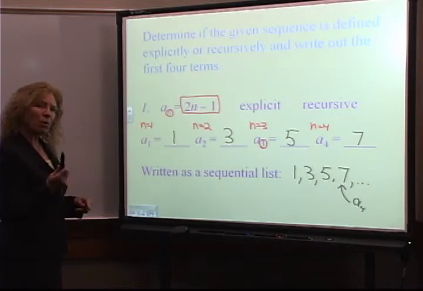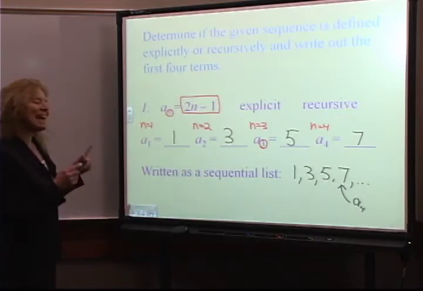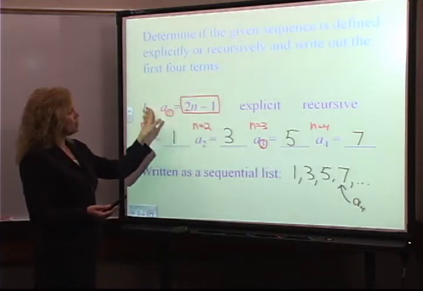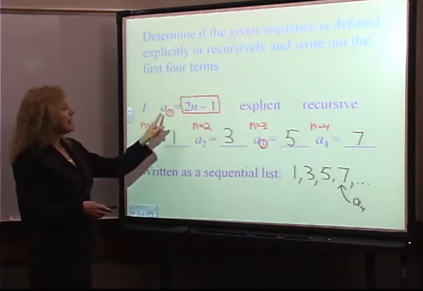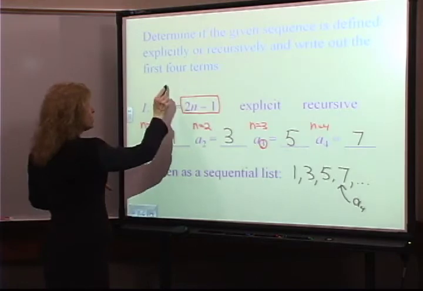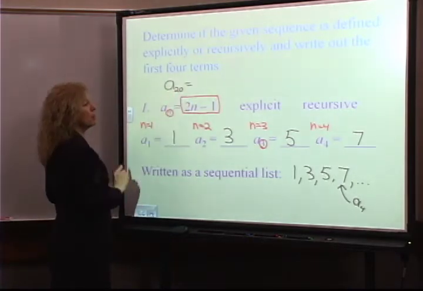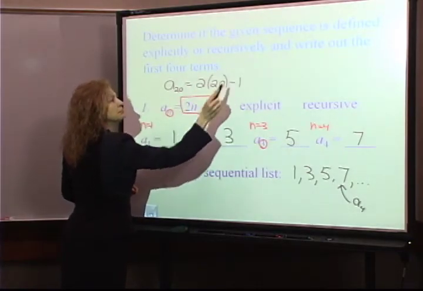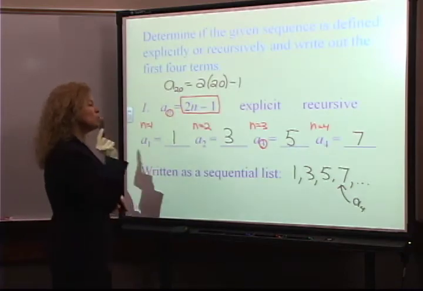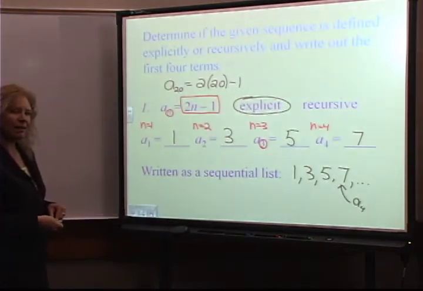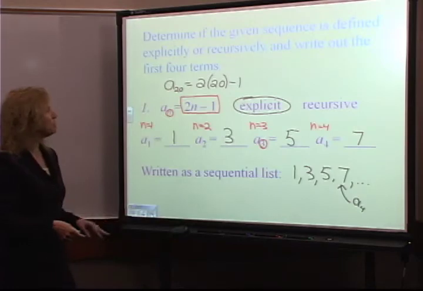Now, the question is, before we leave this guy, is this defined explicitly or is this defined recursively? Well, look at the definition, the rule for my function. Can I just immediately hop out to the 20th term if I wish? Like, could I just find a sub 20? Well, that would be 2 times 20 minus 1, that'd be 39. Yeah, I can do that, which means that this is an explicit definition. Okay? Well, we're not done. We'll practice a little bit more here and help you get more comfortable with it.